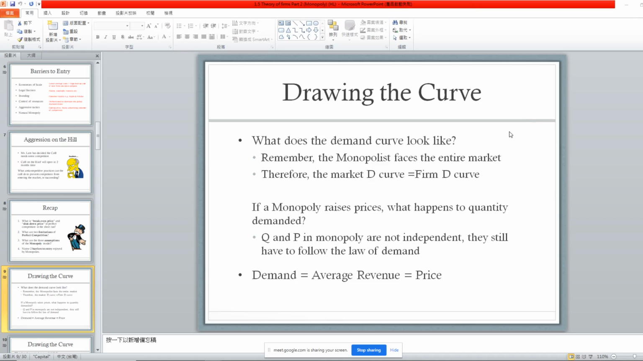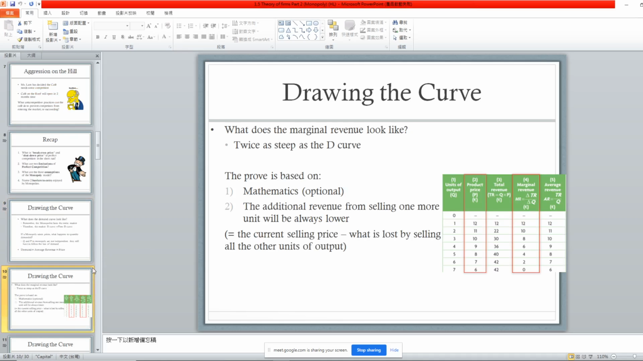And in the case of Monopoly, because there's only one firm in this market, the firm is the market, and that's why you see the market demand curve already. There are a few explanations for the downward sloping demand curve. And then we talked about how we come up with that MR curve. We did look at the table once again. I'm pretty sure you remember how to calculate the MR for each additional unit that we produce.